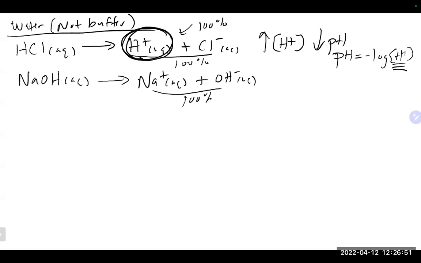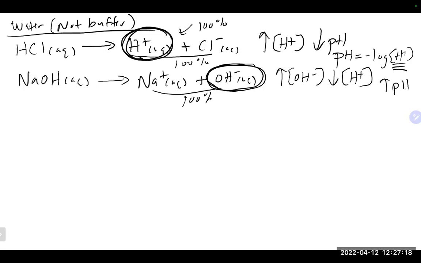So what would we expect to happen in this case? Well, we just created a bunch of OH minus really quickly in that solution, the free OH minus floating around. And what we would see is the concentration of OH minus would go up, which by default means the H plus, which is tied to it, would do the opposite. It would go down, and we would end up with the pH going up. So we would start to see the pH go up.